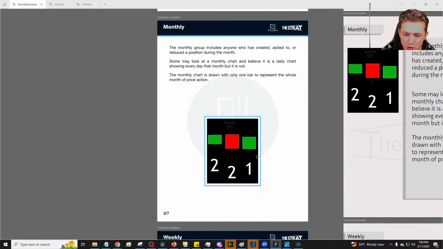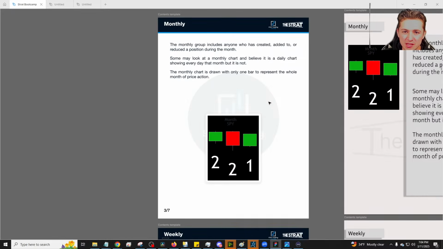So the monthly group tells you what they're doing this month. It includes you, if you're trading this month. It includes Goldman Sachs. It includes everyone. Just the monthly group. We call it the institutional group because the banks, institutions, hedge funds, etc., those are the guys that normally are moving the market. So we call it the institutional group.